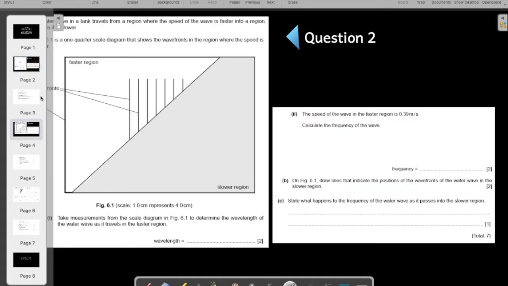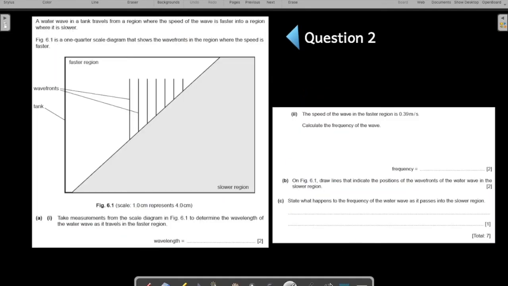Let us come to question number 2 now. You may pause the screen on question number 2, attempt the question yourself and come back to validate your answer. Please pause the screen. So I hope that you all have solved this question now. Let us look at the solution. A water wave in a tank travels from a region where the speed of the wave is faster to a region where it is slower.